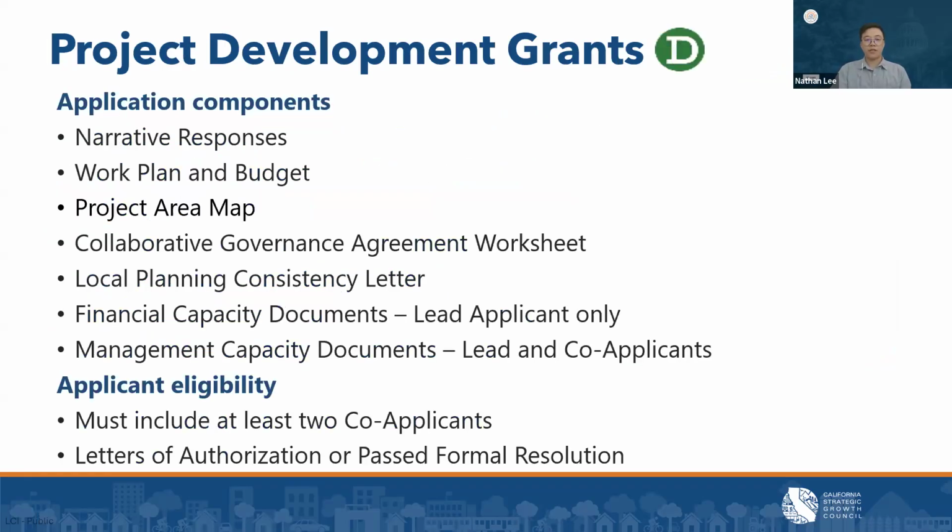To apply for a project development grant, the requirements are like planning grants, with the addition of documentation that demonstrates the lead applicant's financial capacity, documentation that demonstrates the lead applicant and co-applicant's management capacity, a signed collaborative governance agreement worksheet, and a requirement of at least 2 co-applicants. Additional requirements may apply if your application includes water supply or wastewater infrastructure projects or pilot projects.